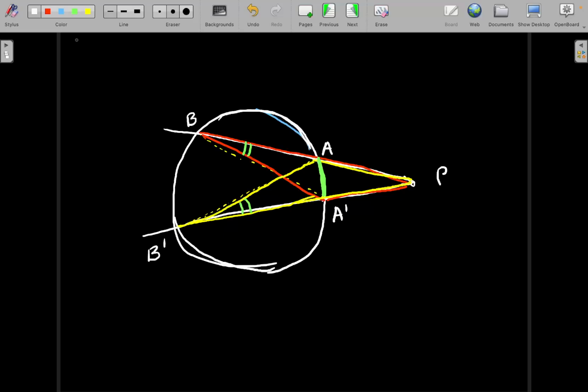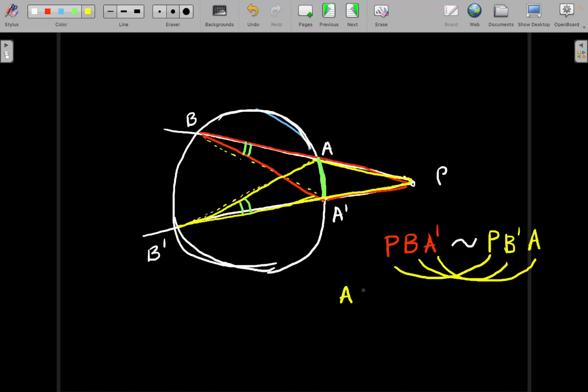So let me write down the red triangle. The red triangle is PBA dash, and that is similar to the yellow triangle, and the yellow triangle is, let us get the angles right, P corresponds to P and B corresponds to B dash. So that would leave A, and so the angle A dash is equal to A, and so by AA the two triangles are similar, and we are almost done with the proof. As you shall see now, the two triangles are similar.